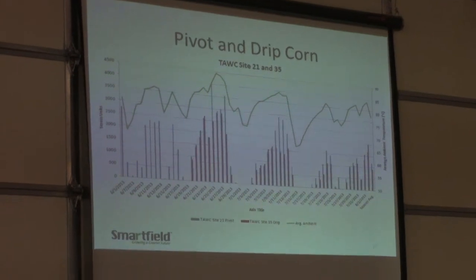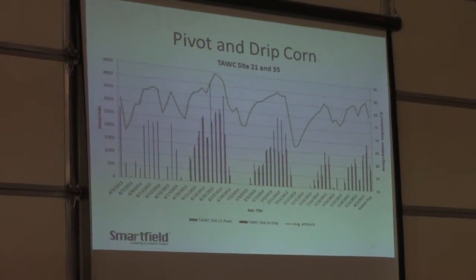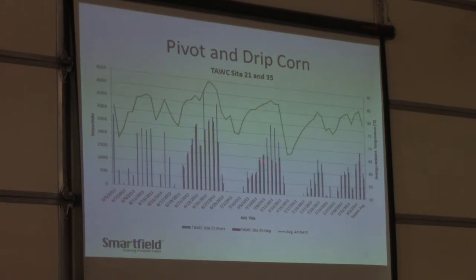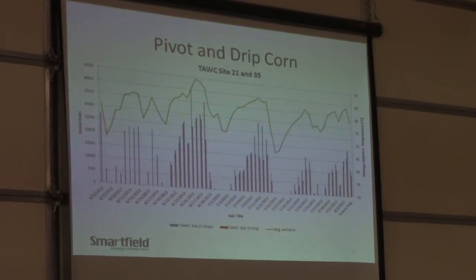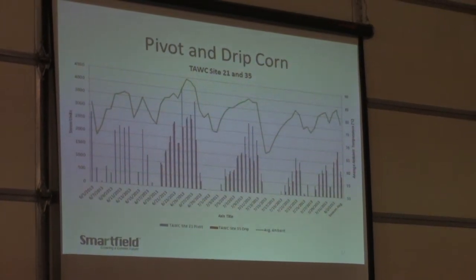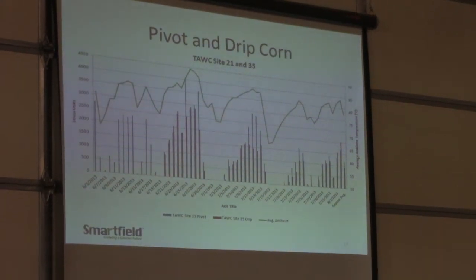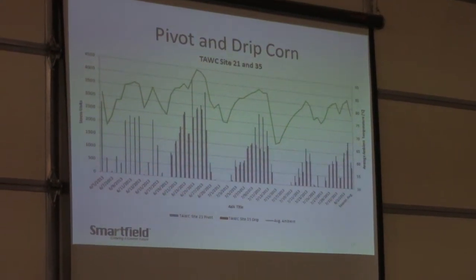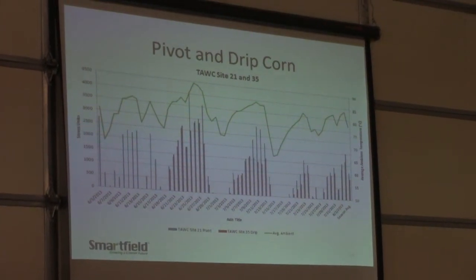And that showed up in canopy temperature, or how we accumulate stress on a daily basis, that the plants in the drip were just a little less stressed than the plants in the pivot. So we're going to say that that corn there on the drip is going to make a fair amount more corn than the pivot site.